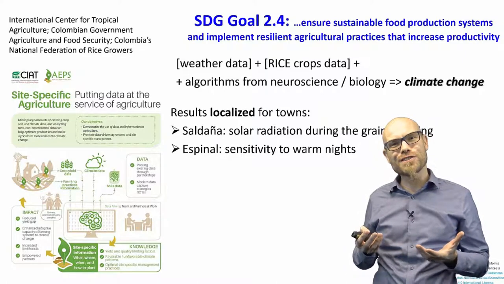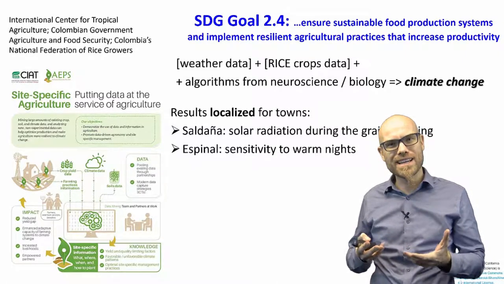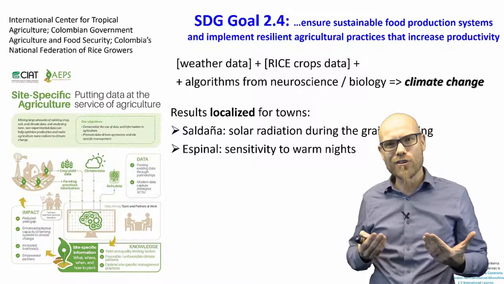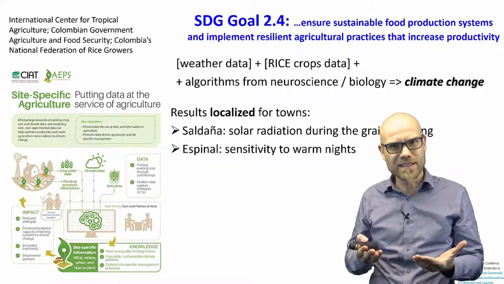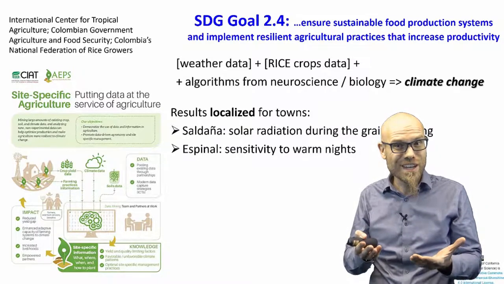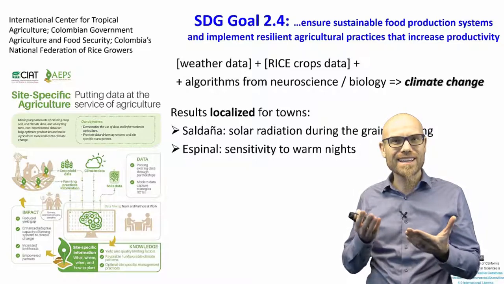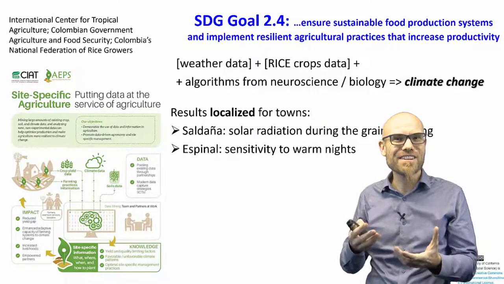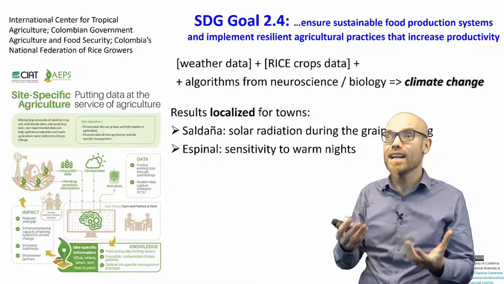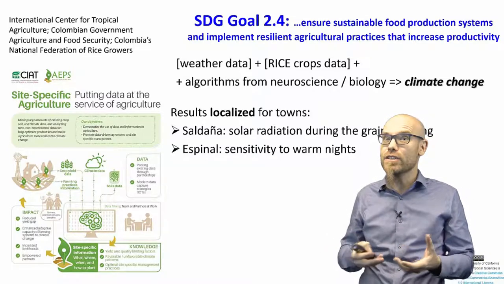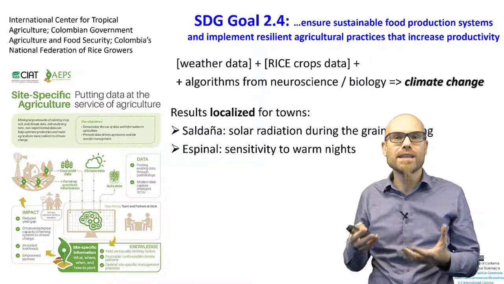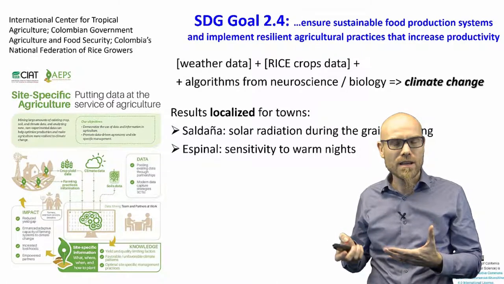That's kind of like what Confucius said: if you want to help somebody get out of poverty, don't give them a fish. Teach them how to fish. And with this information, that's kind of like the fishing rod, right? You now have information and you can pull yourself out of poverty because you can actually act on it. You know the sensitivity to warm nights is the problem here, and you can act on it.